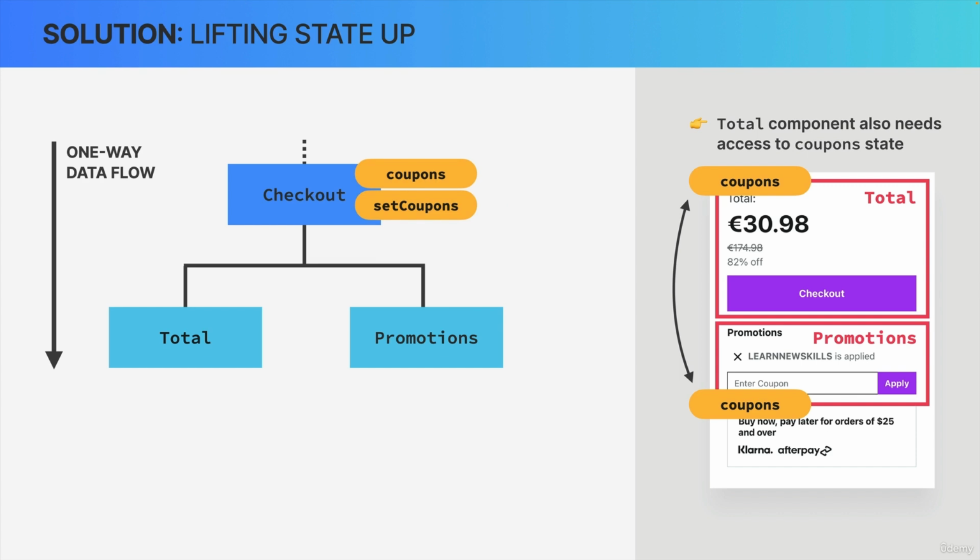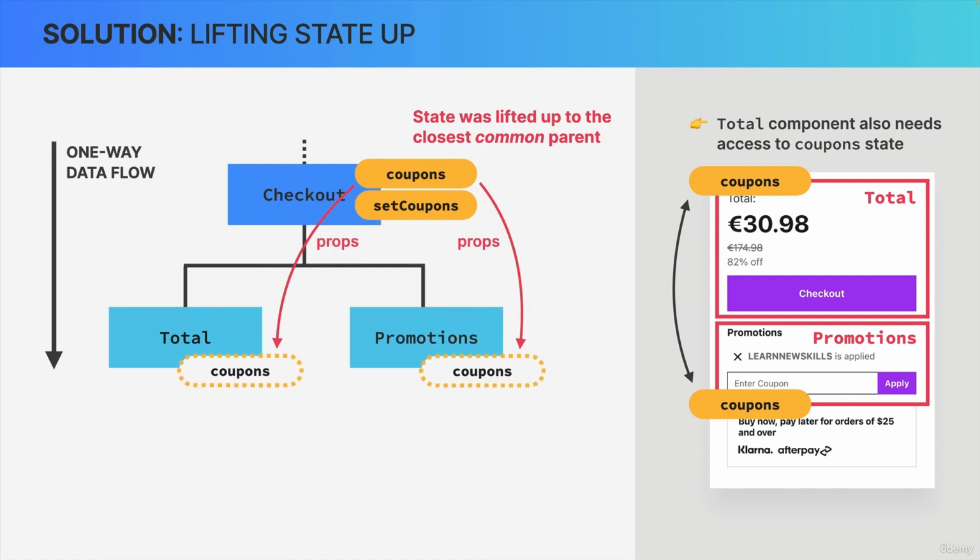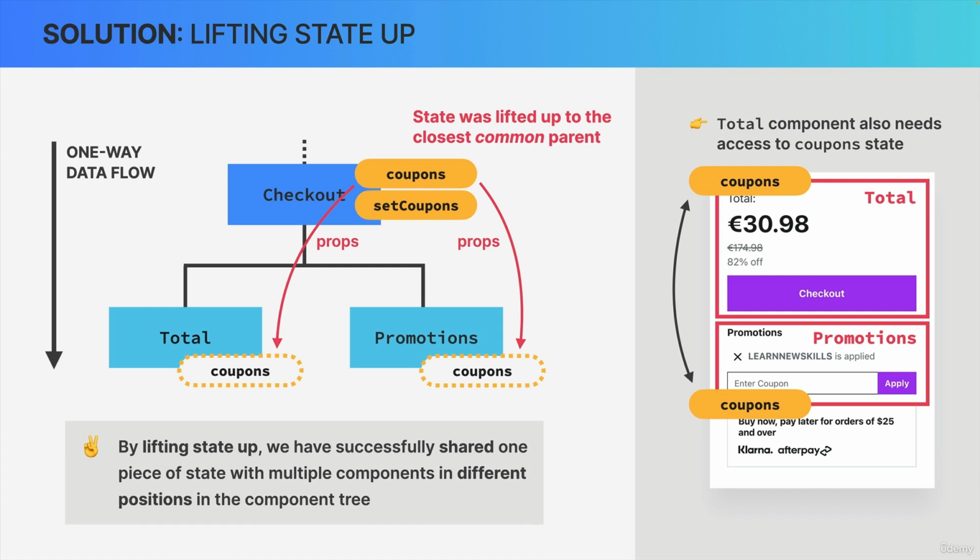And just like this, we have lifted state up to the closest common parent of both total and promotions. And now giving both these components access to the state is as easy as passing it down using props. And that's it. So by lifting state up, we have just successfully shared one piece of state with multiple components in different positions in the component tree, which is something that we need to do all the time in React apps. And so it's really important that you get used to this pattern.